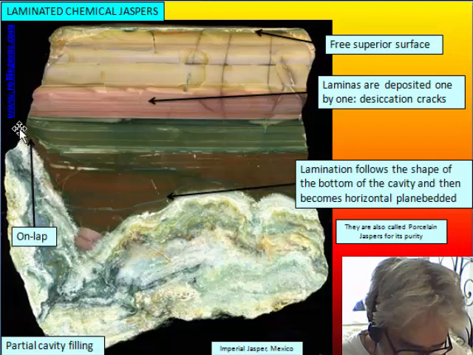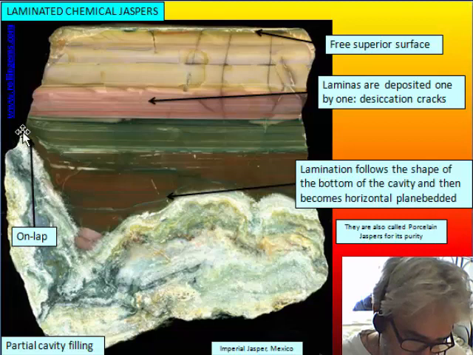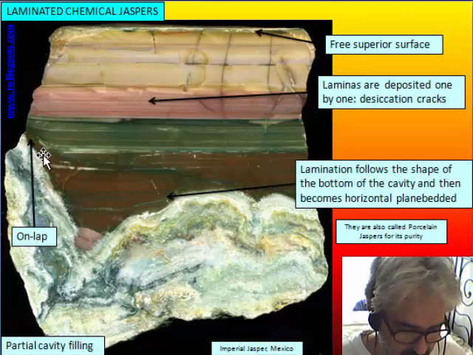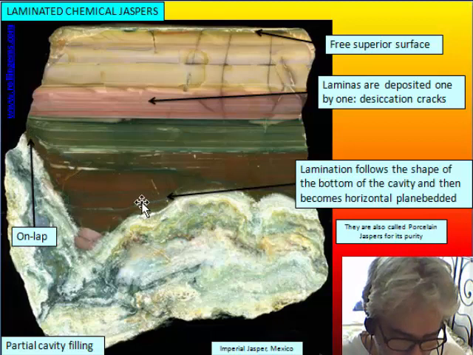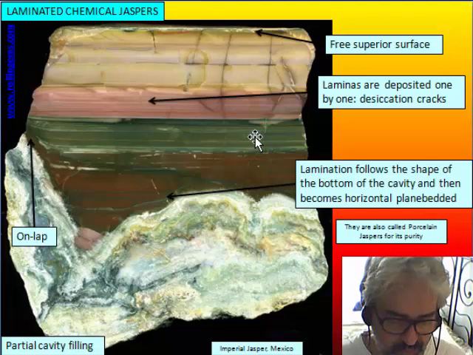Onlap is a geological structure that means that these laminae appeared when this slope was hard, and this was not yet hard, so not loose. And one by one the lamina go more and more in a straight line, until they become plane bedded. So the plane bedding is a characteristic of a deposit driven by gravity.